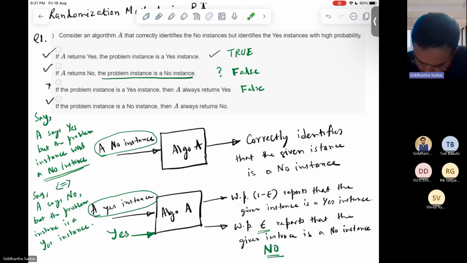Then we'll go to the next one. So that if the problem instance is a no instance, then necessarily A is going to report that it's a no instance. Yes, this is correct. This is definitely true because that is the rule. The algorithm is correctly identifying all no instances. That is the first rule. This one is true.